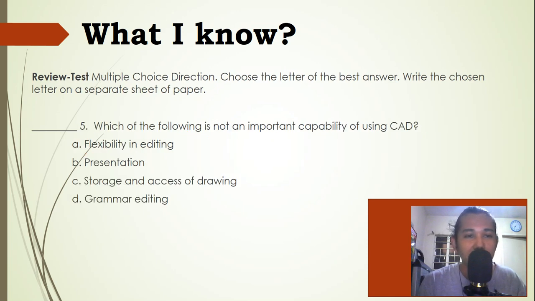Now for number 5, which of the following is not an important capability of using CAD? Okay, sorry, I want to clarify this question. No? It is one of the capabilities of CAD, but that's not the most important thing about CAD. No? So what is it? A, flexibility in editing. B, presentation. C, storage and access of drawing. Or D, grammar editing.